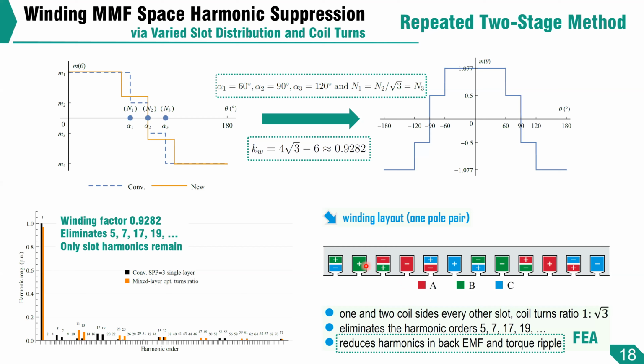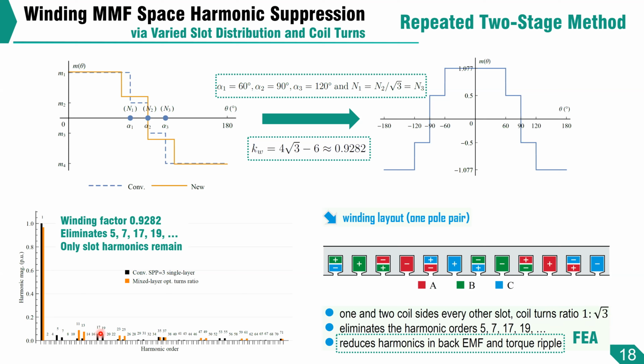One thing special about this winding is that it's in this mixed layer structure. We have 1 and 2 coil sides in every other slot. Also, there are 2 coil sizes. They have the turns ratio of 1 to √3. The harmonic orders 5, 7, 17, 19, those are all eliminated. We don't have any orange bars here, no orange bars here.